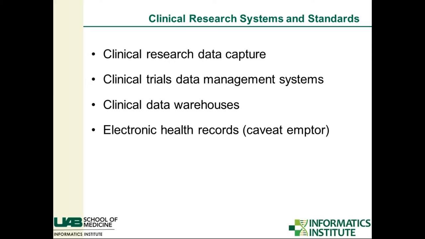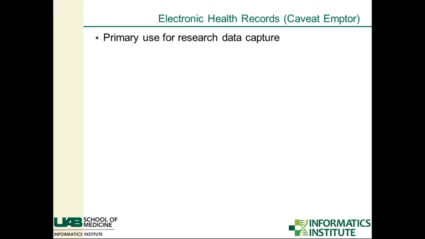Now, tightly connected to that is electronic health records. Electronic health records provide data for warehouses and clinical trials management systems because they can actually be used as a primary research data capture method. So here, for instance, if somebody comes in and they're in a study and they're going to get a lab test done, if it's a standard lab test, you know, it's a diabetic, we're studying their blood sugar, it gets ordered in the EHR and done in the lab, and the results end up in the electronic health record.